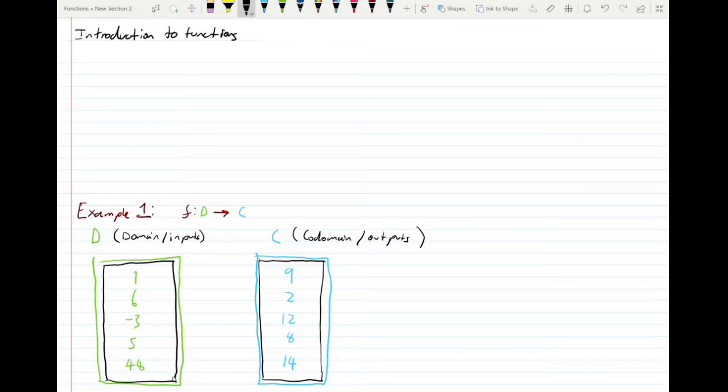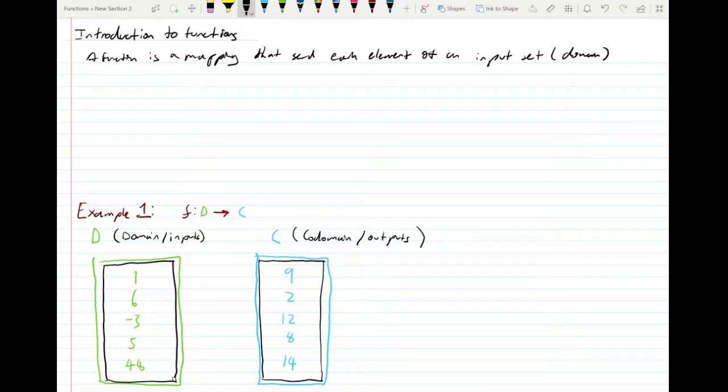So what a function is: it's a mapping that sends each element in an input set, which we call the domain, to an element of an output set, called the codomain.